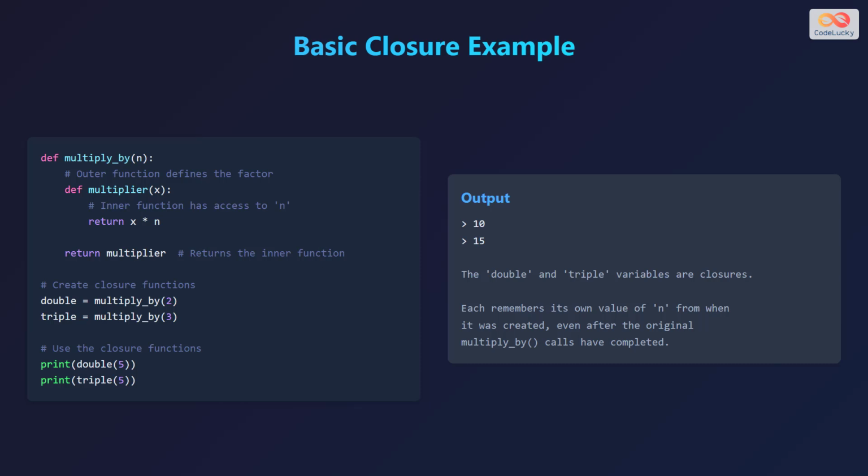Now let's create closure functions. Double is equal to multiply by 2, and triple is equal to multiply by 3. Now we can use the closure functions. Print double of 5, which results in 10. Print triple of 5, which results in 15. The variables double and triple are closures. Each remembers its own value of n from when it was created, even after the original multiply by calls have completed.